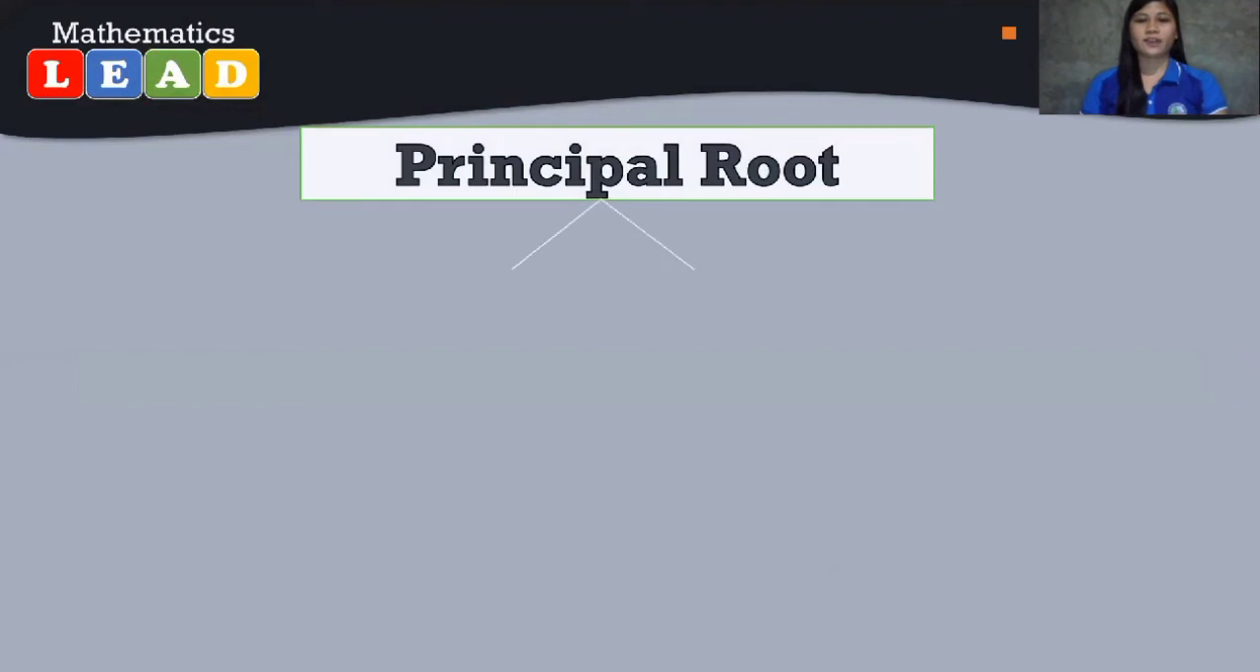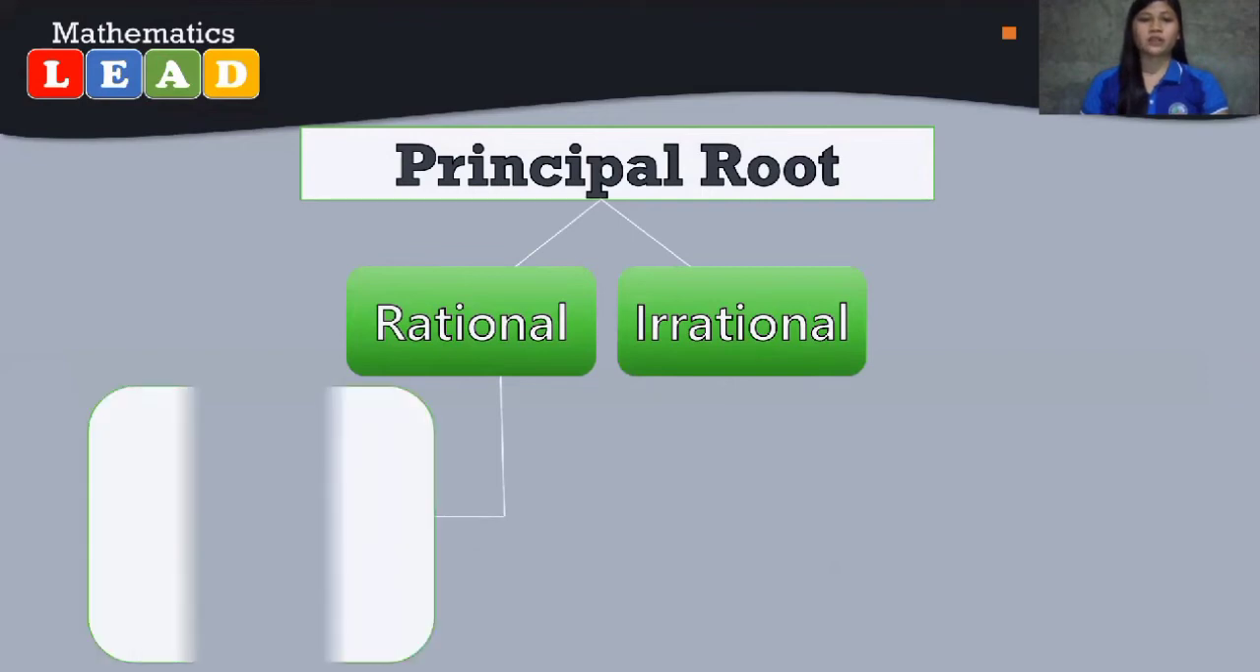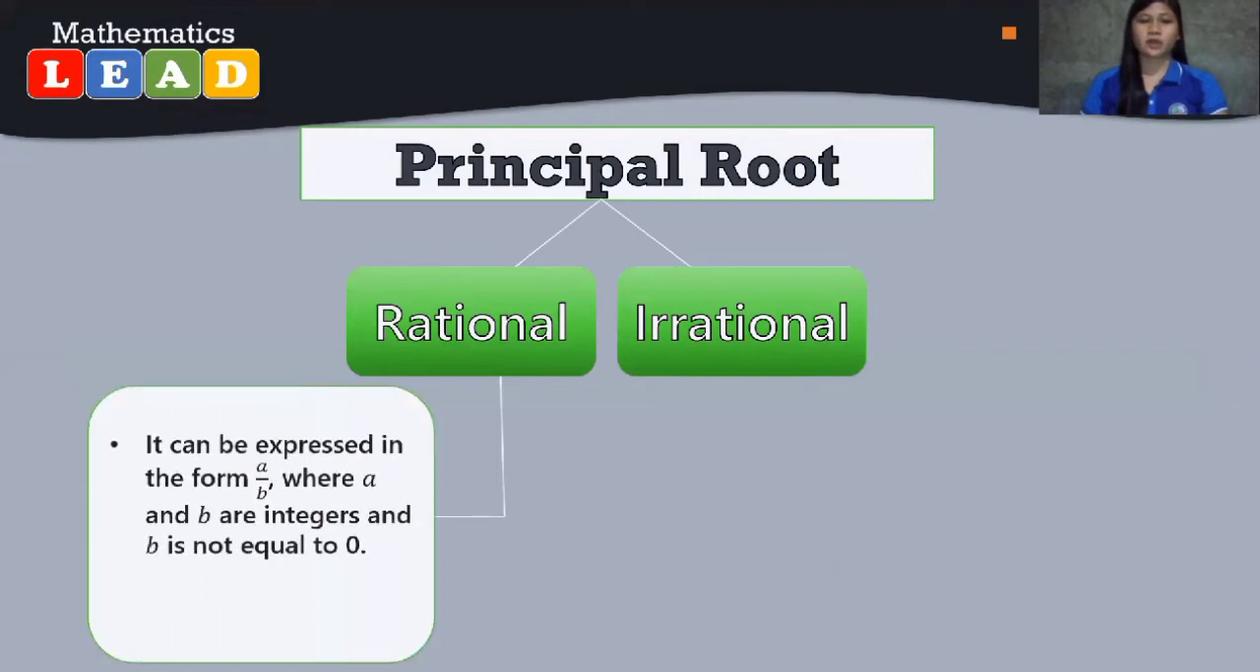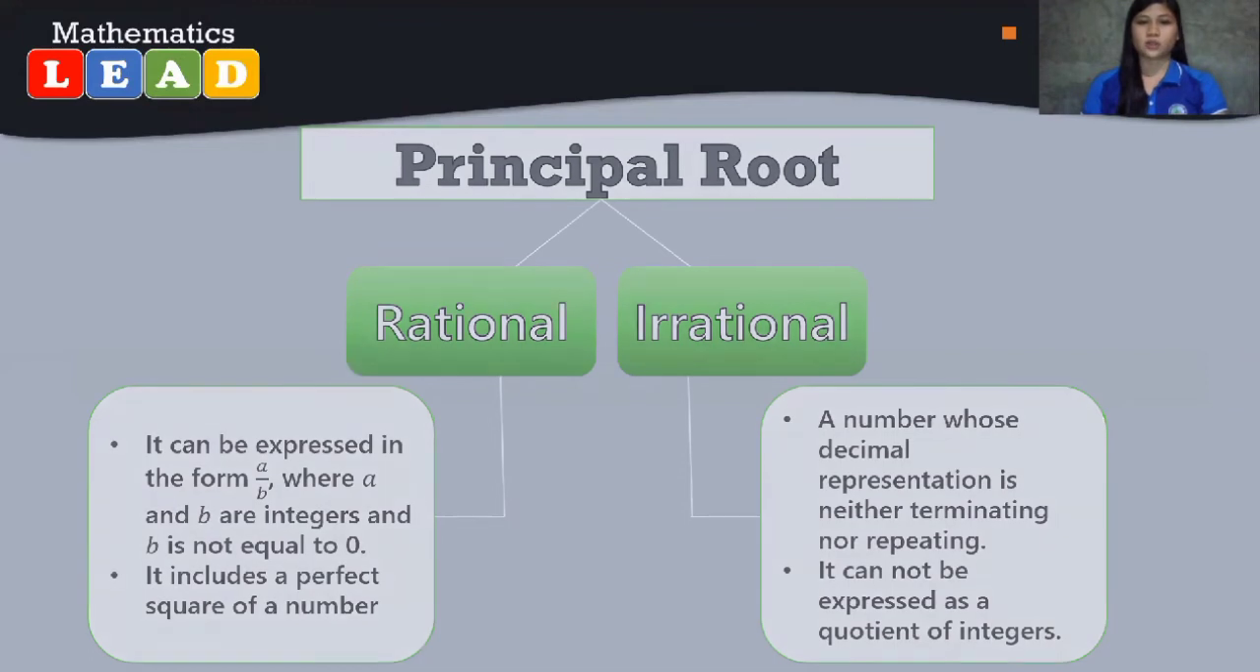Next, principal root can be identified as a rational or irrational number. We should always remember that a rational number can be expressed in the form a over b, where a and b are integers and b is not equal to 0, and it includes the perfect square of a number, while irrational numbers are numbers whose decimal representation is neither terminating nor repeating, and cannot be expressed as a quotient of integers.